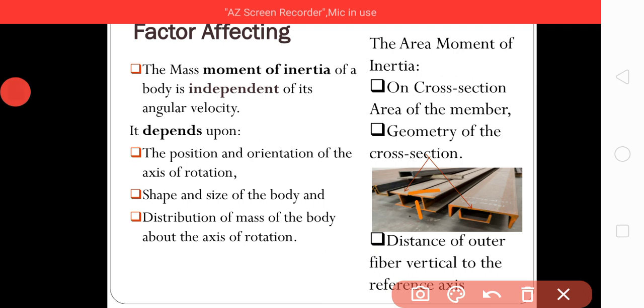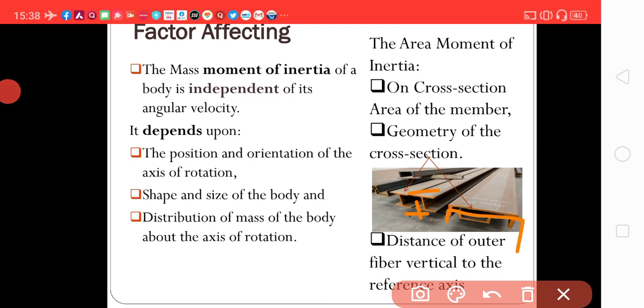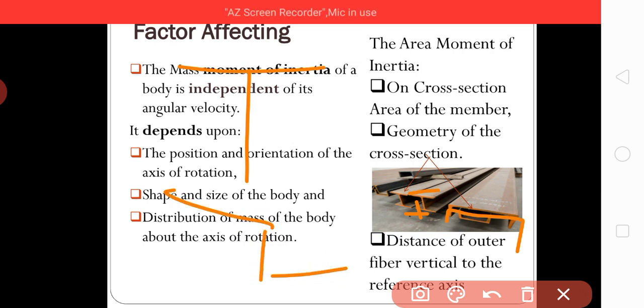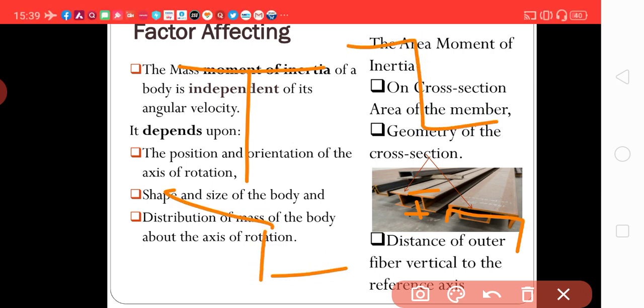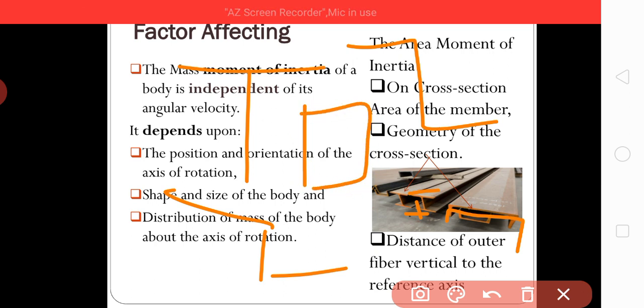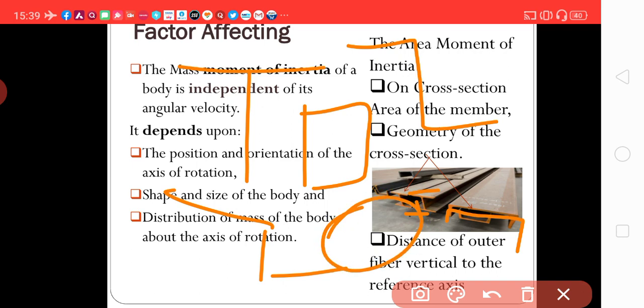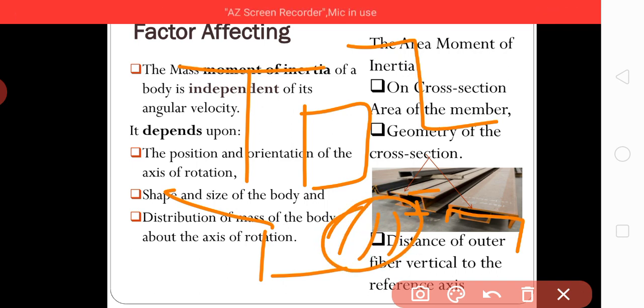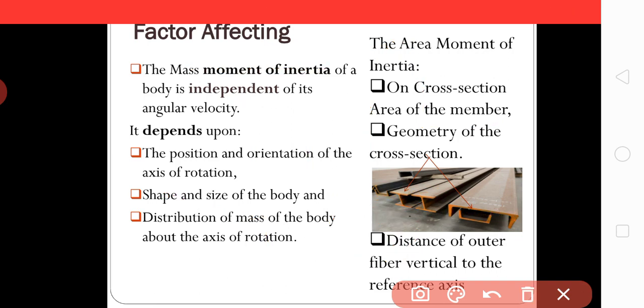This is the I section geometry. This is the channel section or U section. Similarly, there can be a T section like this. There can be a Z section like this. There can be a rectangular section like this. There can be a circular section like this. So, the geometry of the section and the distance of the outer fiber vertical to the reference axis.